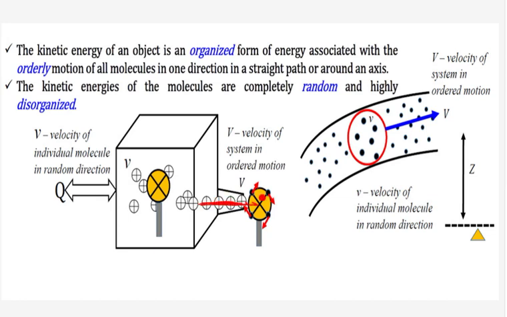Once I have rotated this fan with the help of this energy, I can use it further. If I put a shaft here, I can use this energy for lifting a mass. So the kinetic energy of the system is organized energy, and it helps in conversion of energy, and it is more helpful than the kinetic energy of molecules, the disorganized energy.